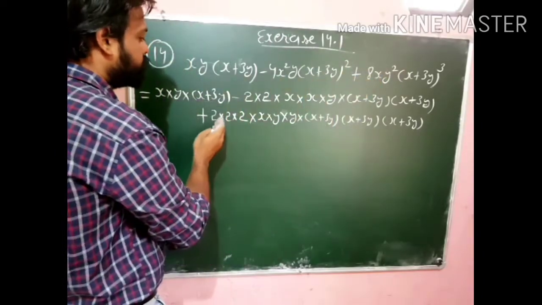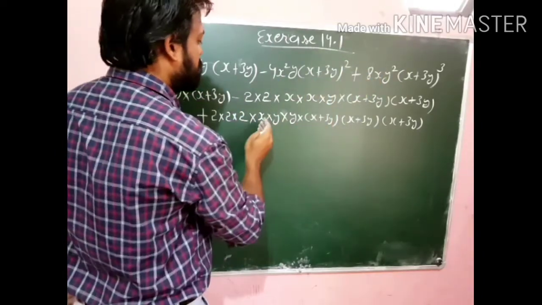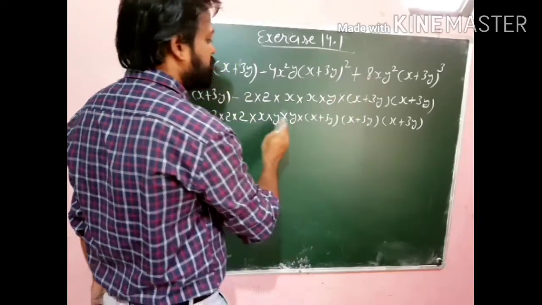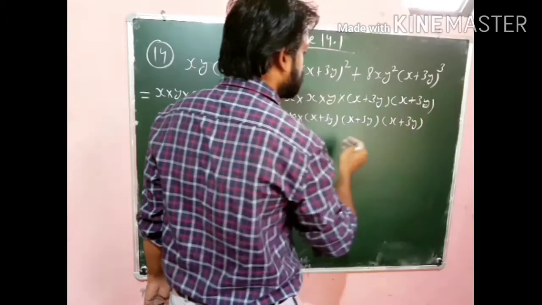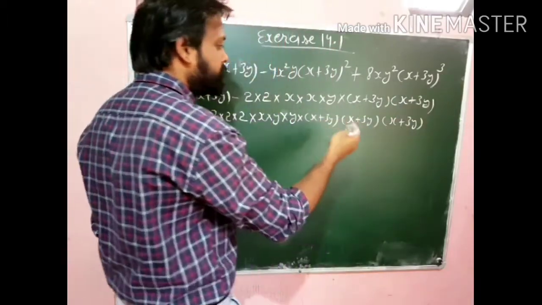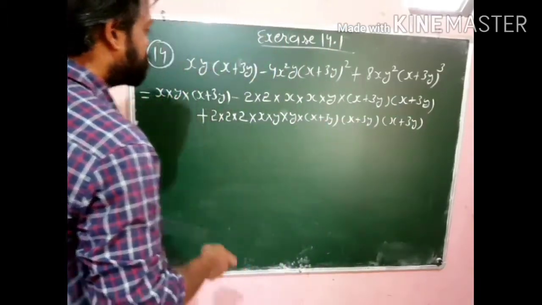How can we write this? 8 is 2 into 2 into 2, and then x into y square means we have to write y 2 times, and also you can see here this is x plus 3y raised to power 3. So write down this x plus 3y 3 times. So I hope this is clear to you.